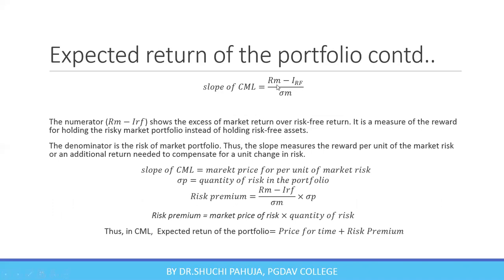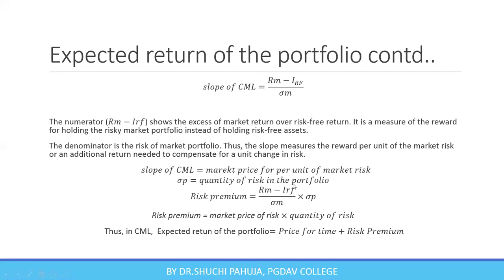So if I am investing in the market portfolio, why am I bearing risk? I am bearing risk because I am expecting some extra return. So RM minus IRF indicates the excess return which I expect for bearing higher risk. If I divide this by the standard deviation of the market portfolio, this gives me the market price per unit of market risk, right? So the slope of CML indicates the market price per unit of market risk.